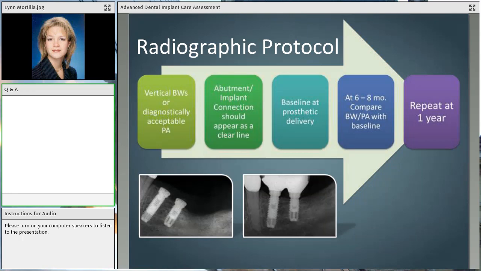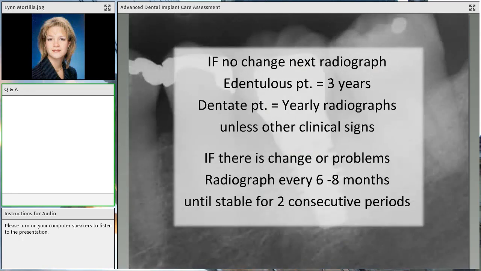It'll help us make sure that everything is seated correctly, but it also gives us a comparison. At 6 to 8 months after that, you're going to take another film. And at the 1-year mark after restoration, you'll take your third film. You'll compare all 3 of these films and look at the overall case, look at probing depth at that time.